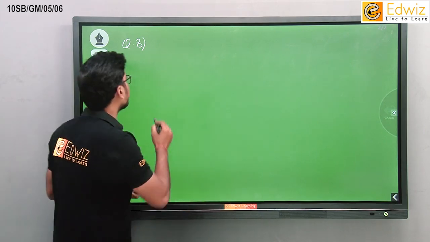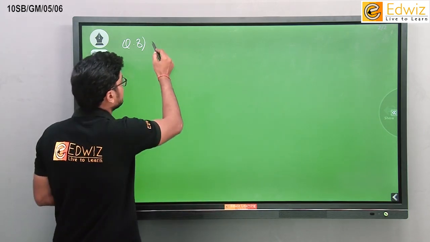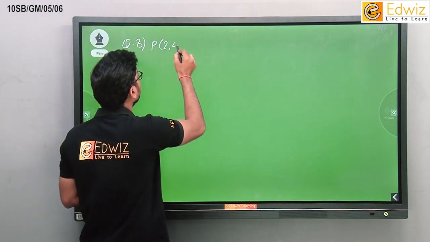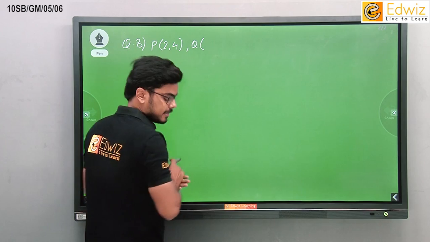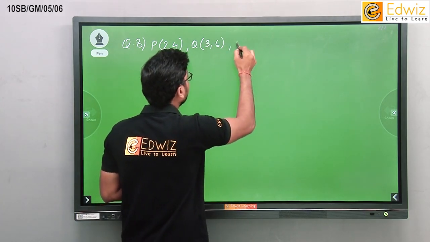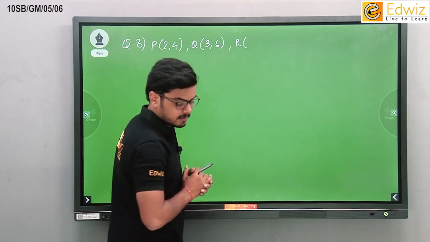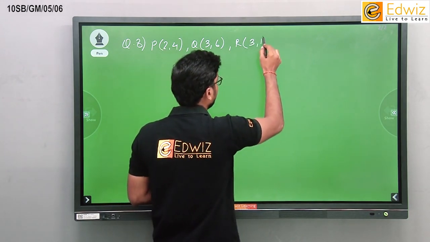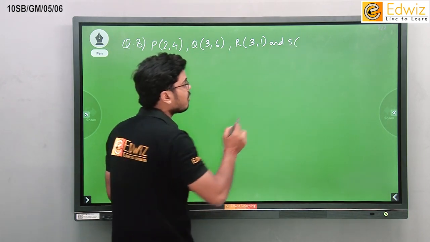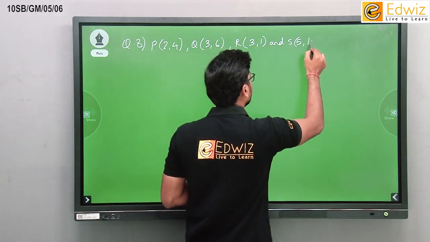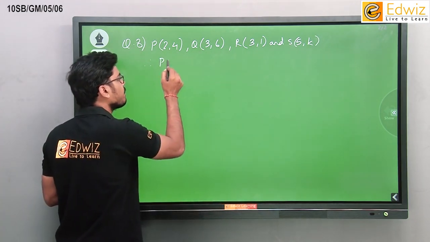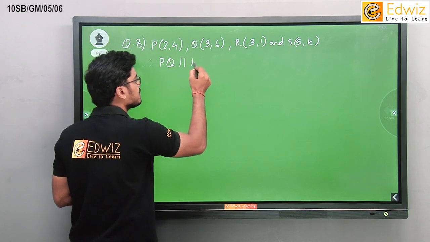Now we know the properties of parallel lines, right? Slope properties. So point P here is (2, 4). Point Q here is (3, 6), point R is (3, 1), and point S is (5, k). We have to find this value of k. We know that from the question PQ is parallel to RS.